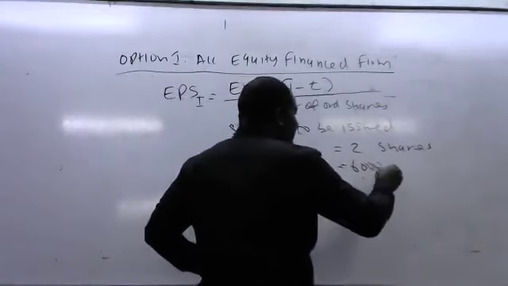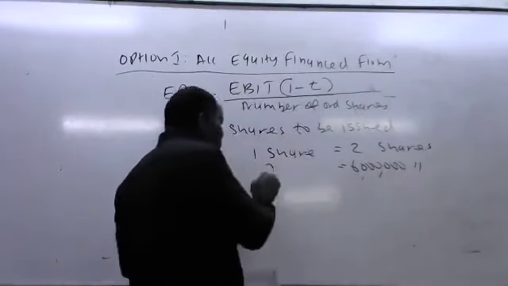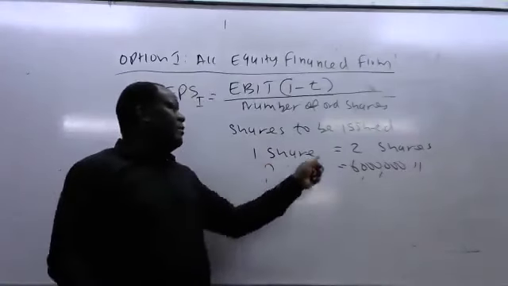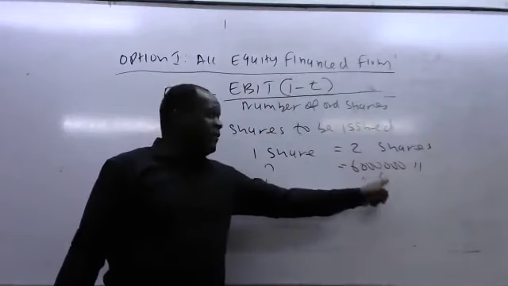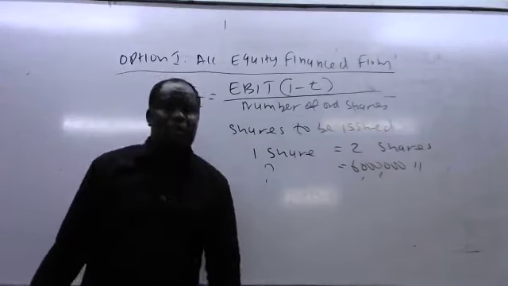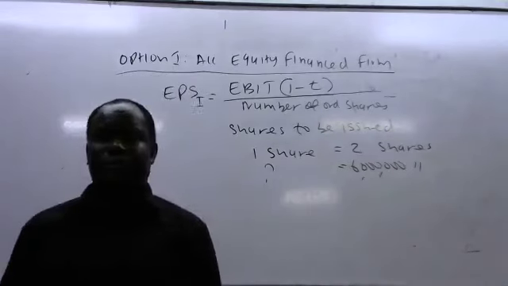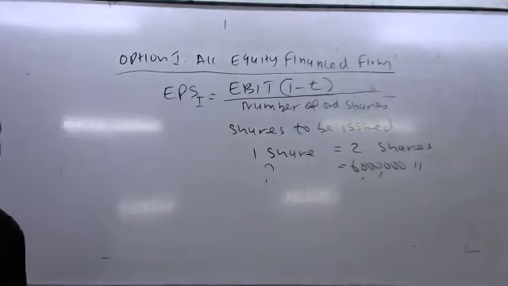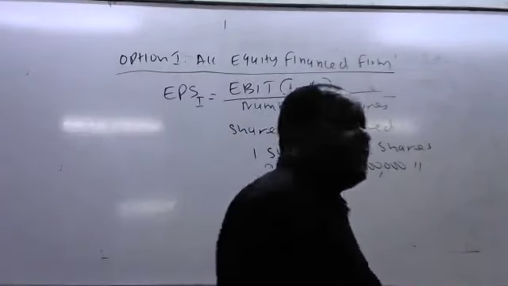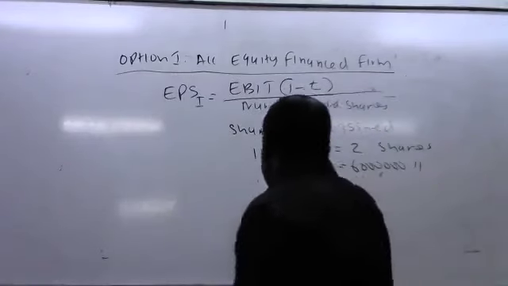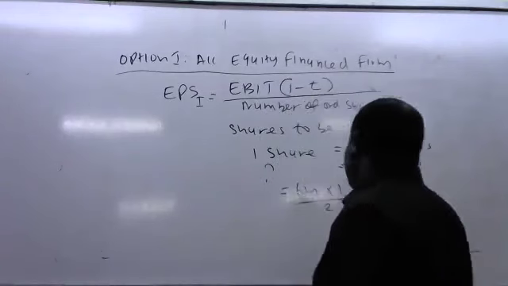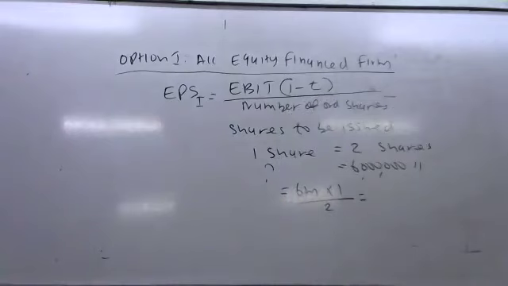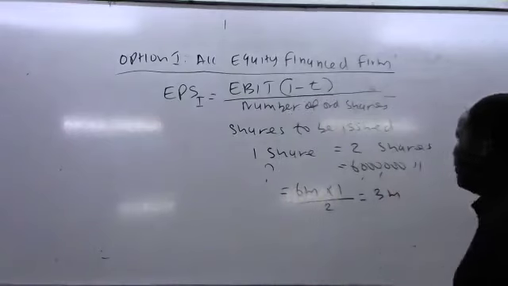So if it has 6 million ordinary shares, how many shares will be issued? Because one share will enable them to acquire 2 shares, you cross multiply and get the shares to be issued. That is 6 million shares multiplied by 1 divided by 2, which is equivalent to 3 million shares.